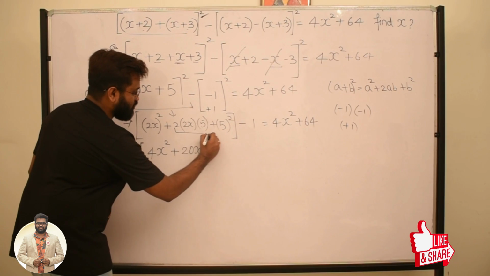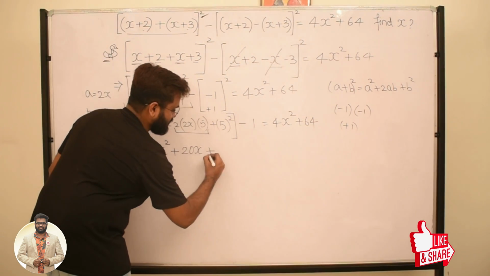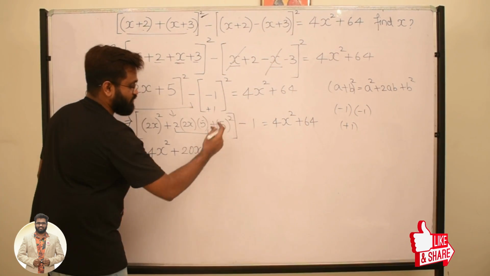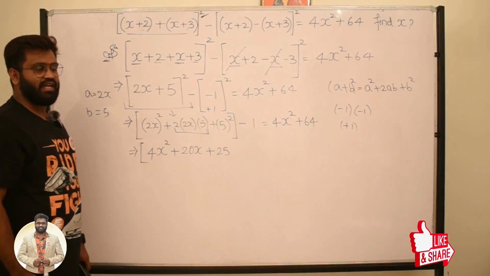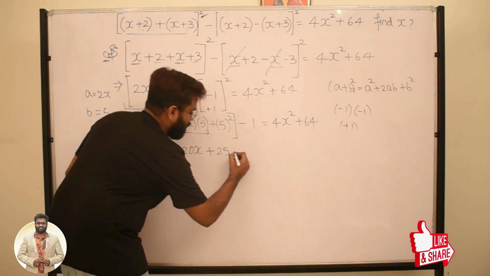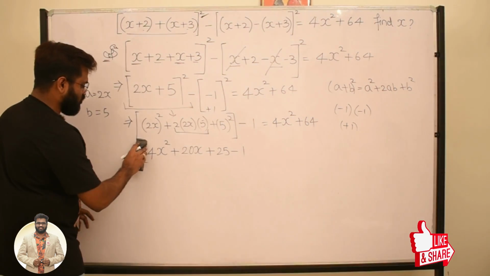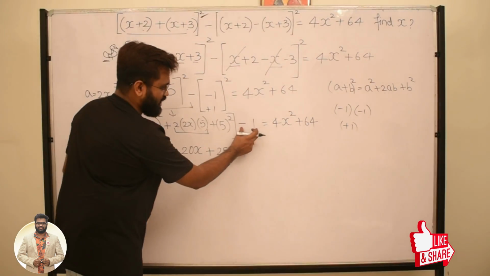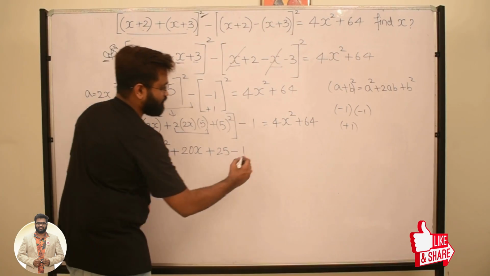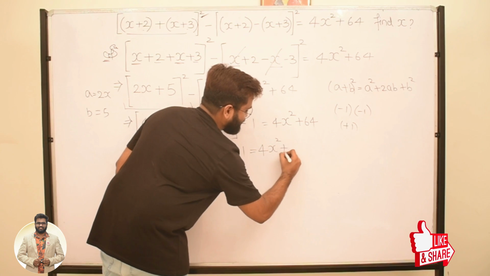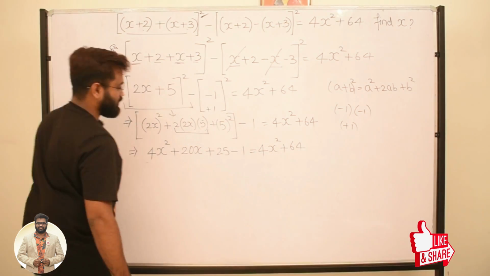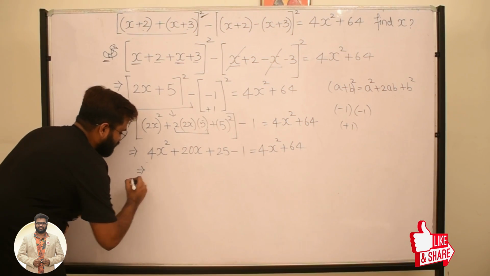Solving this, I have got 20x plus, what is 5 square? We have 2 5s. 5 squared, 5 5s is 25. So keep minus 1, so that I will remove this bracket here. So minus 1, I will keep this minus as it is. That is equal to, what is the right hand side? 4x² + 64.